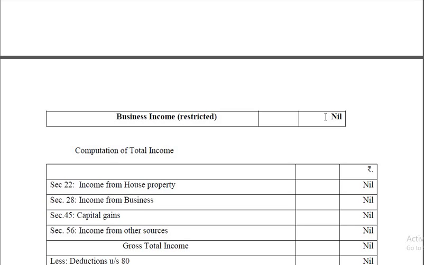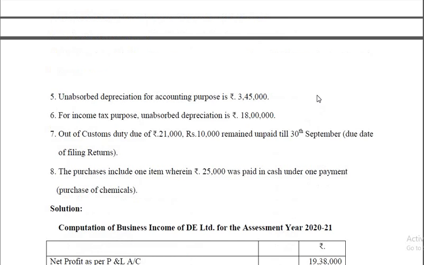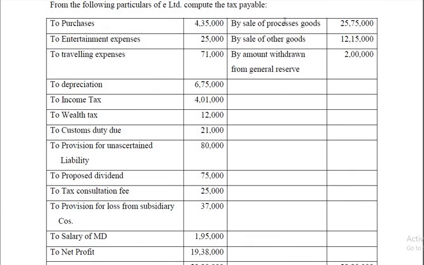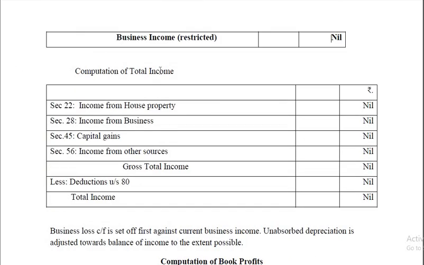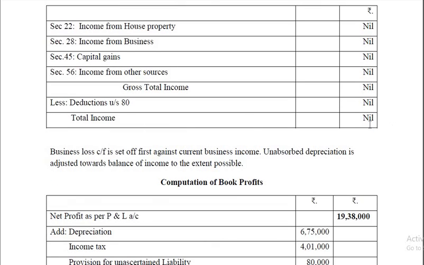In other words, in this problem, business income and total income is nil because there are no other heads of income. If you look at the credit side of the profit and loss account, no other income is there which is related to other heads of income. Therefore, I have written the computation of total income for the namesake, so nothing is there, total income is nil. So here is a note: business loss carried forward is set off first against current business income. Unabsorbed depreciation is adjusted towards the balance of income to the extent possible.